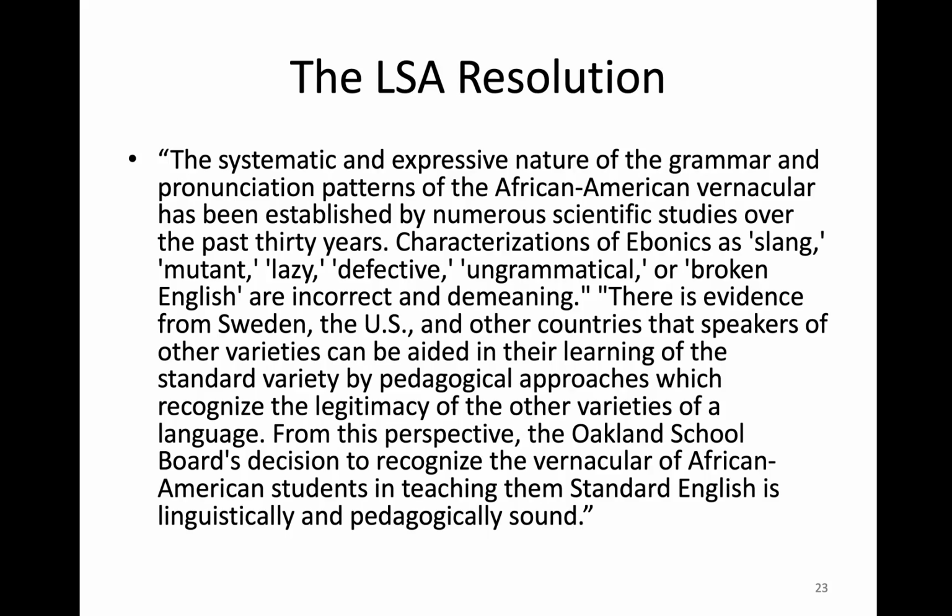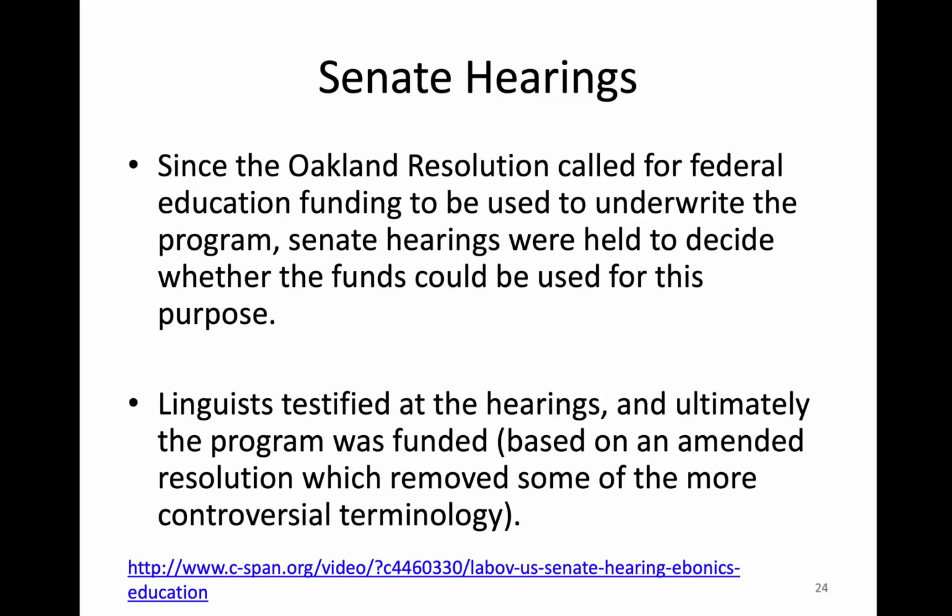So here's some of the language from that resolution. The systematic and expressive nature of the grammar and pronunciation patterns of the African-American vernacular has been established by numerous scientific studies over the past 30 years. Characterizations of Ebonics as slang, mutant, lazy, defective, ungrammatical, or broken English are incorrect and demeaning. There is evidence from Sweden, the United States, and other countries that speakers of other varieties can be aided in their learning of the standard variety by pedagogical approaches which recognize the legitimacy of the other varieties of a language. From this perspective, the Oakland School Board's decision to recognize the vernacular of African American students in teaching them Standard English is linguistically and pedagogically sound.